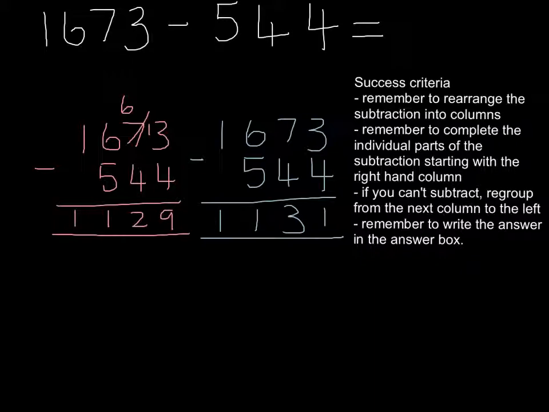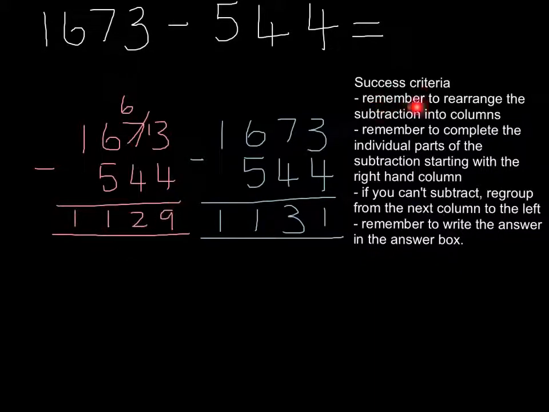So, on this blue one, we had to do 3 take away 4, which we cannot do. If we look back at our success criteria, it tells us to regroup from the next column to the left. As you can see, the pink one has done this correctly. Here, however, you can see that we have instead done 4 take away 3, giving the answer 1, which you can see is incorrect. This means that the entire answer in blue is now incorrect. Let's have a look at the pink one to see how it can be done correctly.